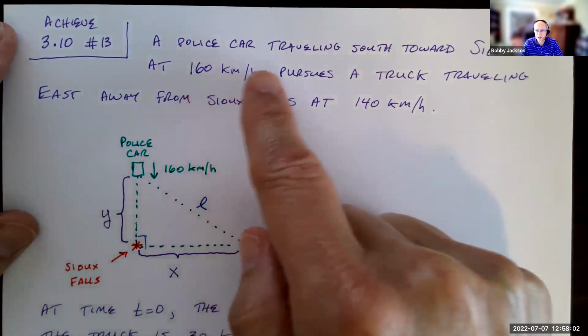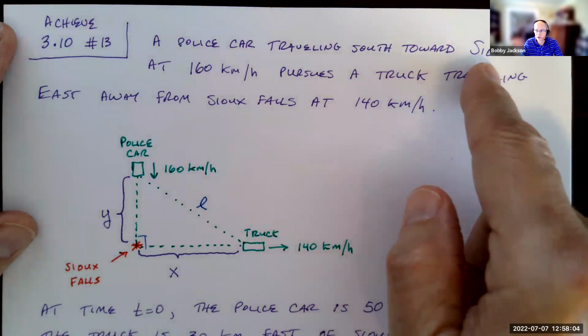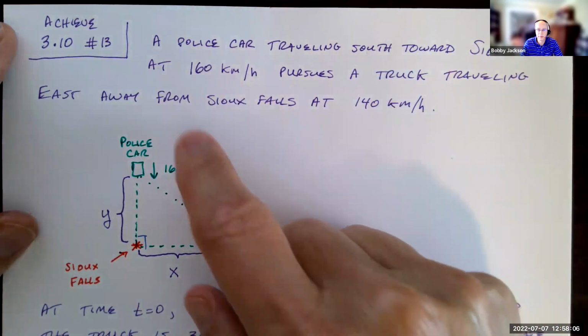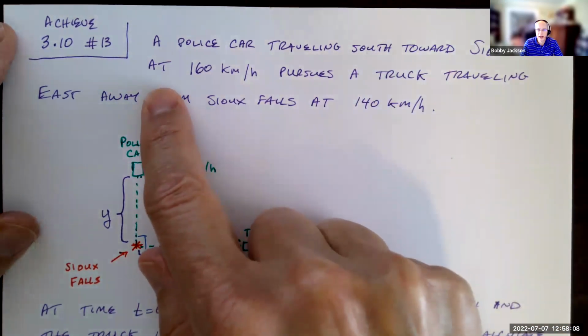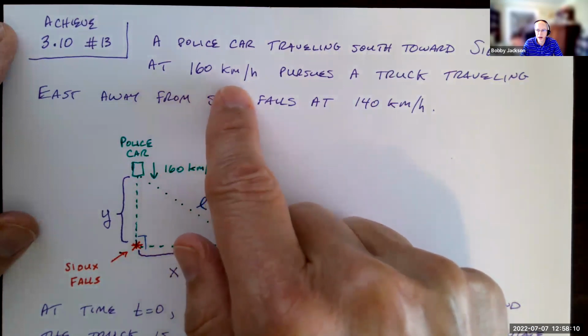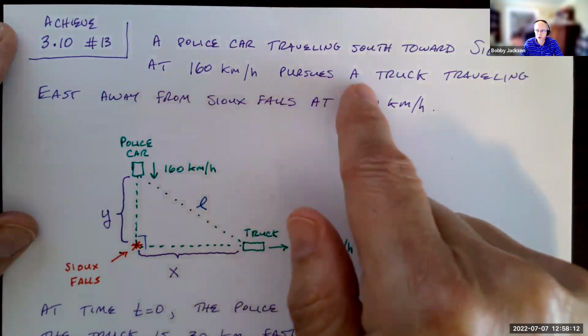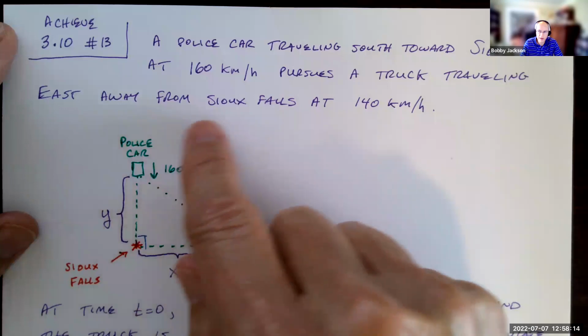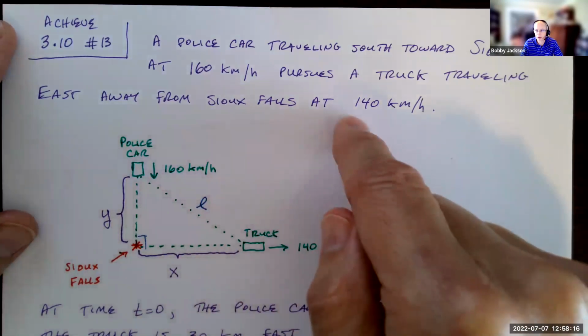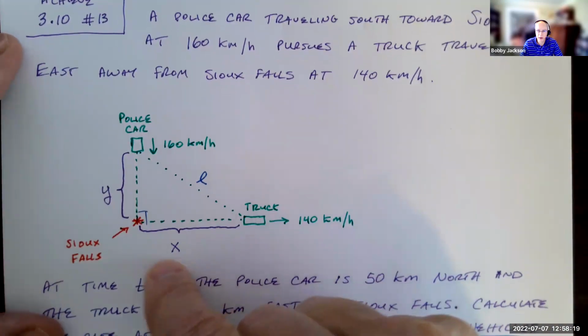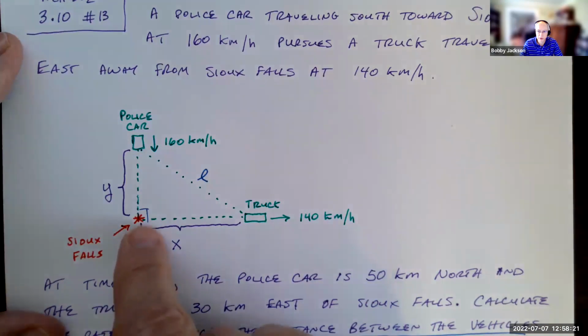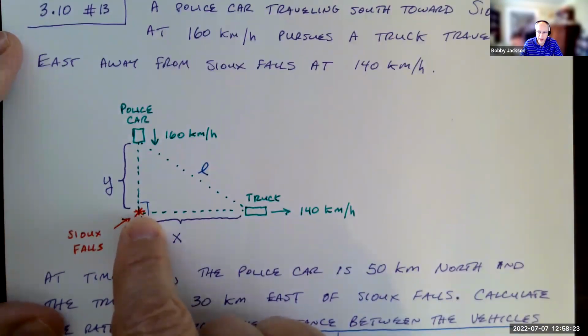A police car in this case is traveling south toward Sioux Falls in Iowa, I think, at 160 kilometers per hour. And it pursues a truck traveling east away from Sioux Falls at 140 kilometers per hour. And they give a little diagram here. You have the police car. Sioux Falls is this little red asterisk here.